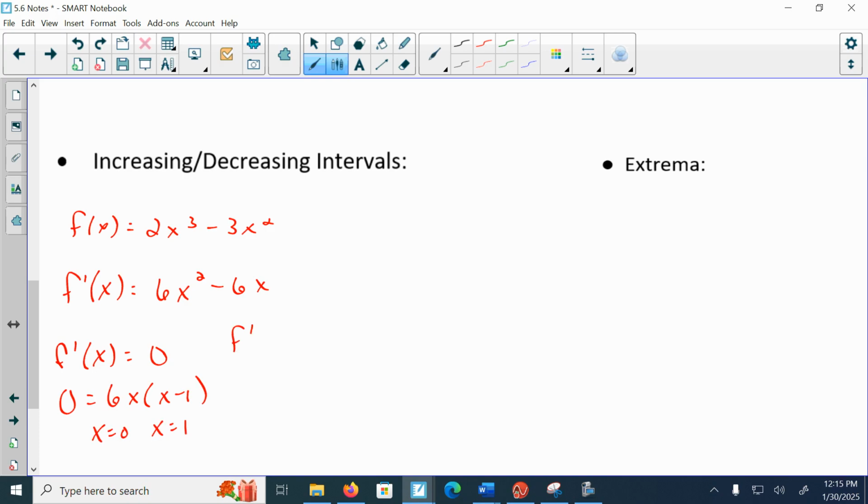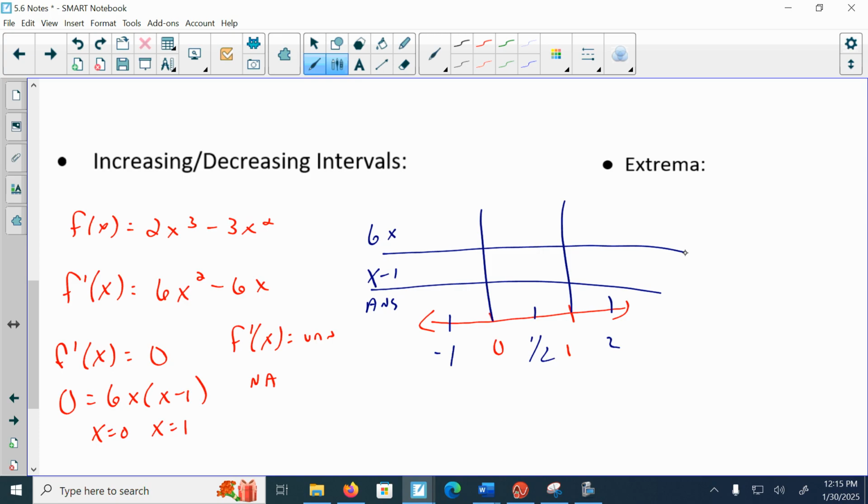Then I'm going to ask myself, when is the first derivative undefined? And that doesn't happen. Then I go over here and I make the table because I'm trying to figure out when I'm increasing or decreasing. So my two critical numbers are 0 and 1. I'm going to pick numbers to fill those out, and then this function factor is 6x and x minus 1, and then here's a place for my answer.